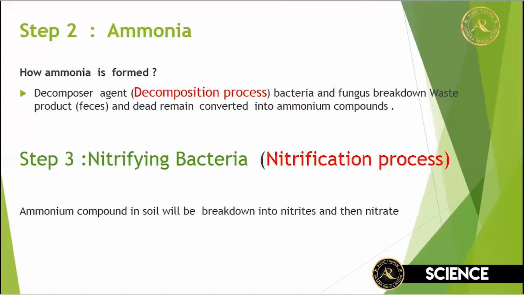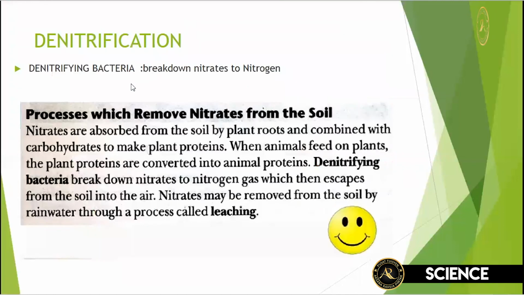Now, there's one more process that takes place, which we call denitrification. What is denitrification? The denitrifying bacteria that are found in the soil as well will break down nitrate, which was initially formed from the ammonium compound, and convert it back into nitrogen and release it back into the atmosphere. So you can see denitrifying bacteria will break down the nitrate into nitrogen gas, which escapes from the soil into the atmosphere. So you can see there are two processes taking place after ammonium compound is formed.